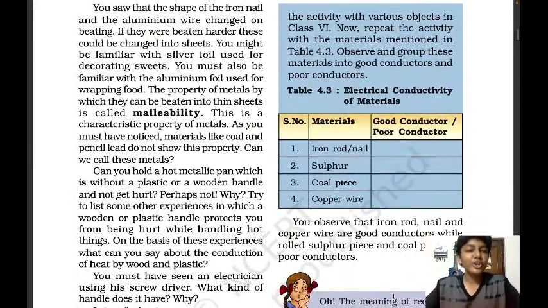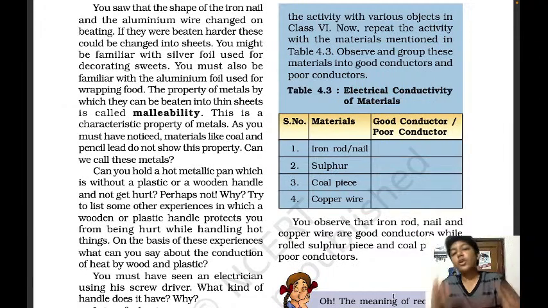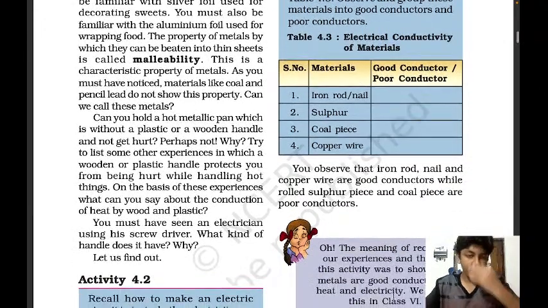Alright, so you saw that the shape of the iron nail and the aluminium wire changed on beating. If they were beaten harder, these could be changed into sheets. You might be familiar with silver foil used for decorating sweets. You might also be familiar with aluminium foil used for wrapping food. The property of metals by which they can be beaten into thin sheets is called malleability. So you can beat metals into thin sheets, whereas you cannot beat non-metals into thin sheets.